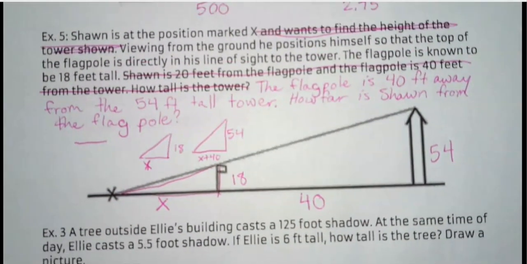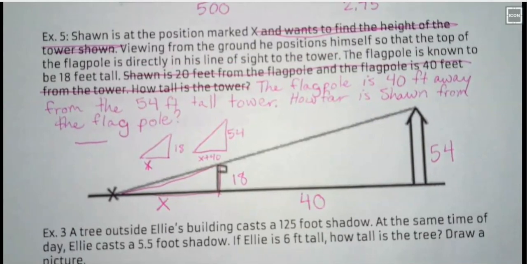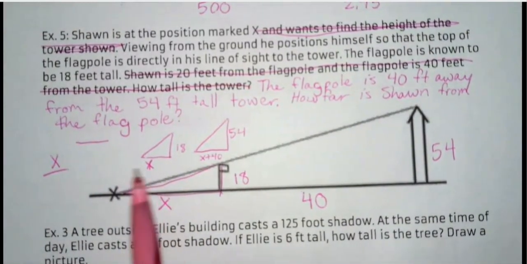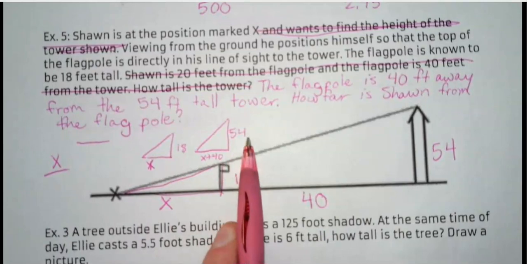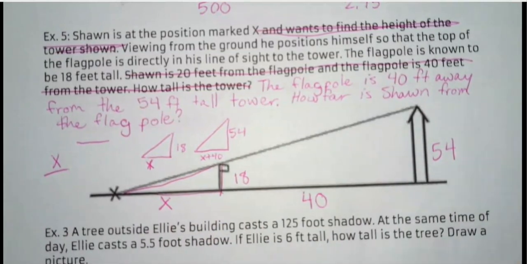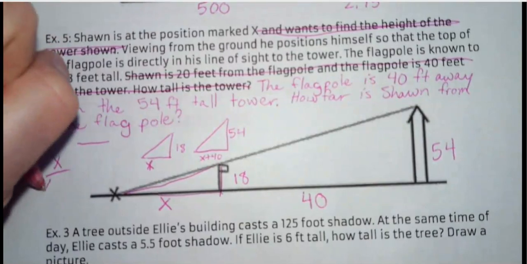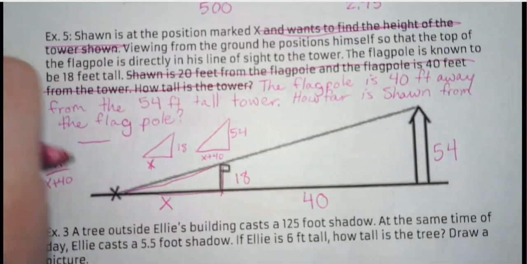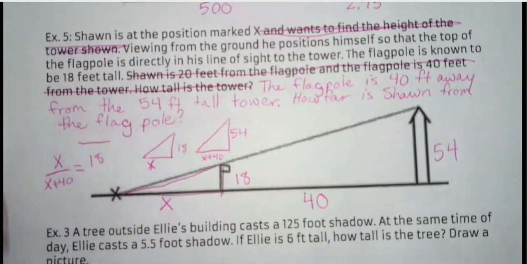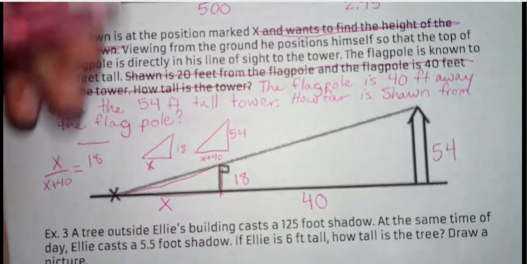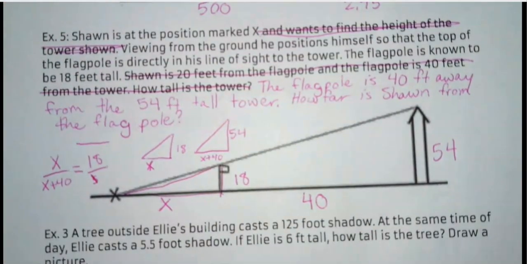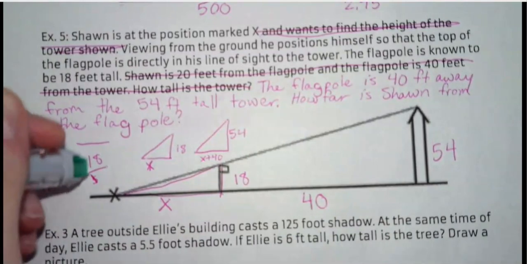All right, so based on what is written here, it's x over, and there's multiple ways to set this up. If you want, you can do x over 18 is equal to x plus 40 over 54. That's fine. I'm going to do x over x plus 40 because what we've done so far is done corresponding sides in the same ratio, and then 18 and x have to go on top because they're on the same triangle. 54 and x plus 40 have to both go on bottom.